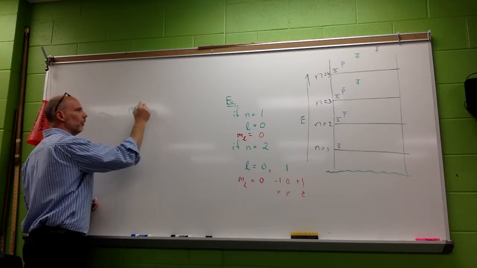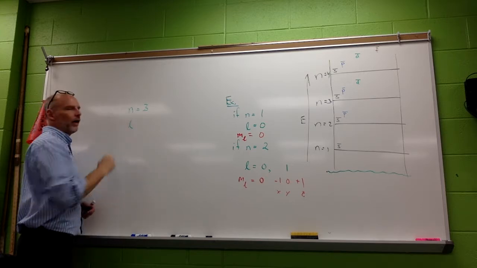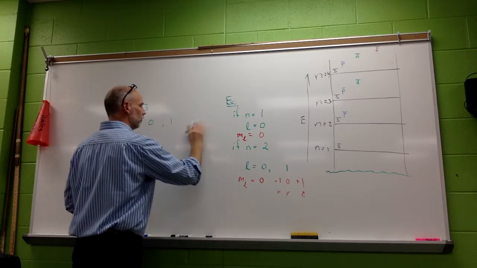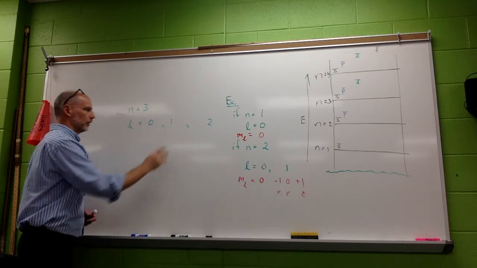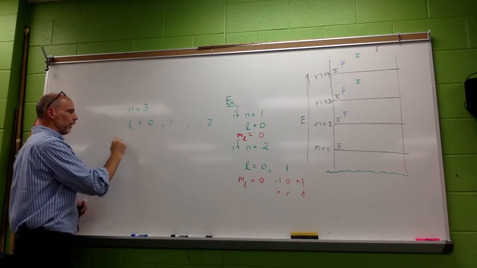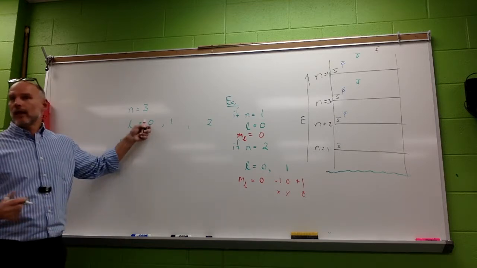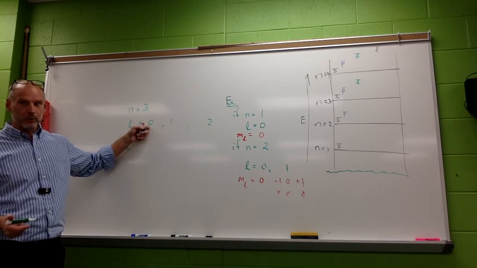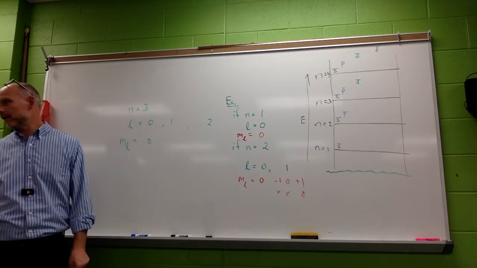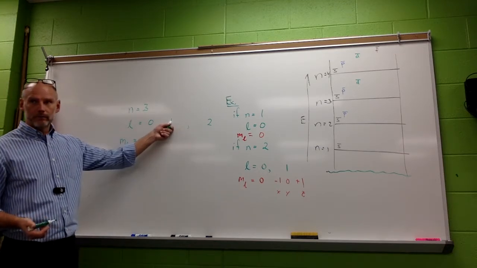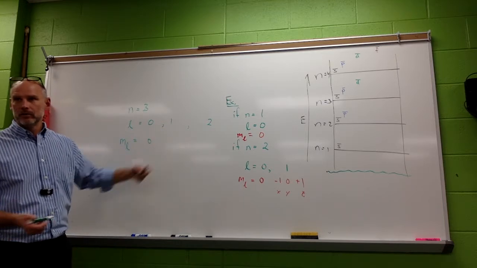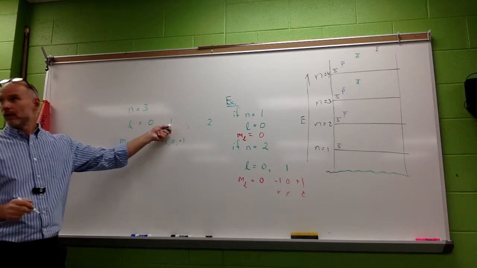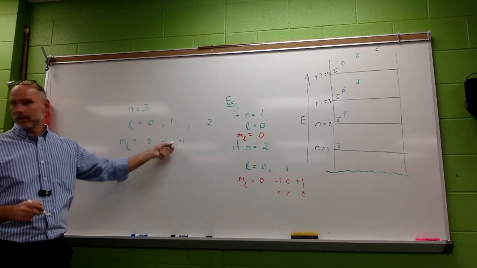If n were to equal 3, what are my possible values for L? 0, 1, 2. What are my possible values for m sub L? Well, what does an L of 0 represent? An s orbital. How many s orbitals are there? 1, because the only thing m sub L can be is a 0. At L equals 1, what are my possible values for m sub L? Negative 1, 0, positive 1. This is a p orbital. px, py, pz.